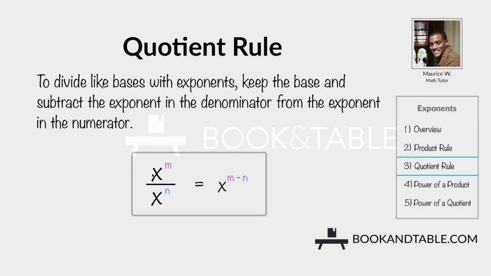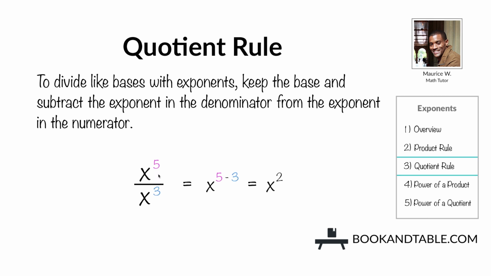But when you want to divide two like bases, you want to use the quotient rule. To divide like bases with exponents, keep the base and subtract the exponent in the denominator from the exponent in the numerator. So when I tell you to subtract the exponents, this is what I mean. m minus n, you're finding the difference by subtracting the exponent in the denominator from the exponent in the numerator.